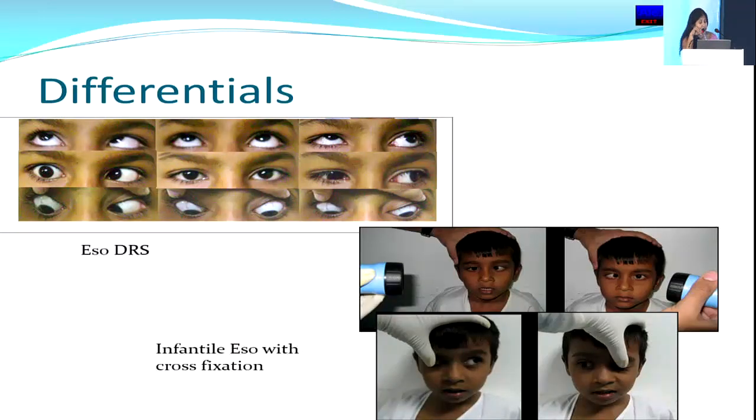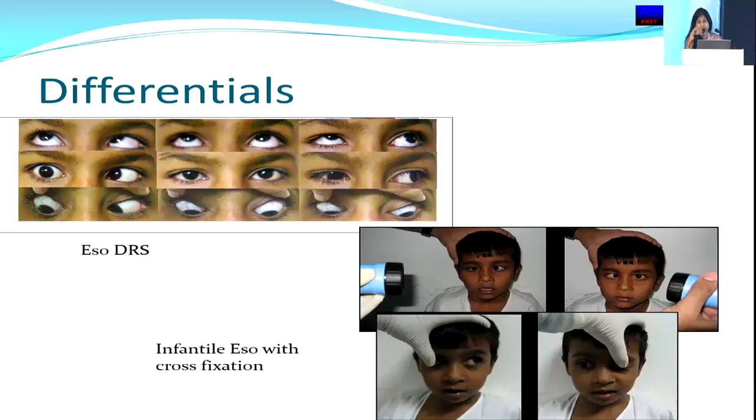So as we all know, sixth nerve palsy presents as limitation of abduction, and there will be esotropia with the face turned towards the affected side. Its major differentials include ESO-DRS and infantile esotropia with cross-fixation. They are often confused as to whether this is a DRS case or a sixth nerve palsy case. But the amount of deviation in the primary gaze will give us some clue whether it's a restrictive or a paralytic strabismus. In restrictive, generally the amount of deviation is much less as compared to a paralytic strabismus.